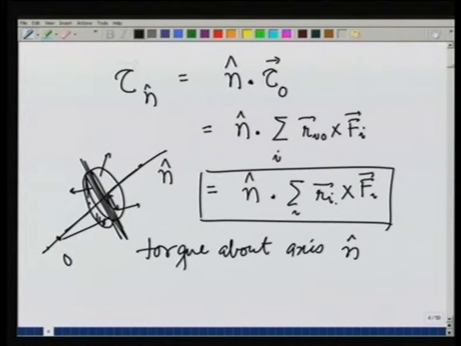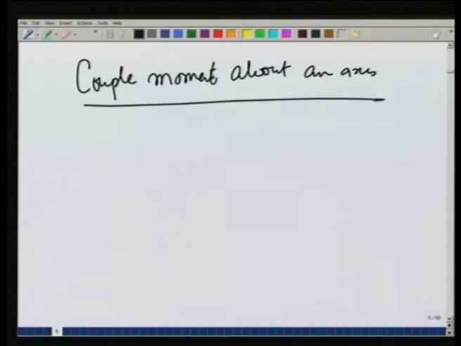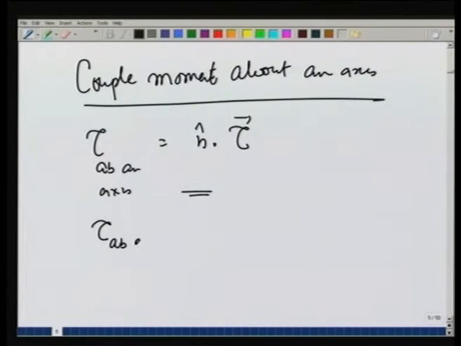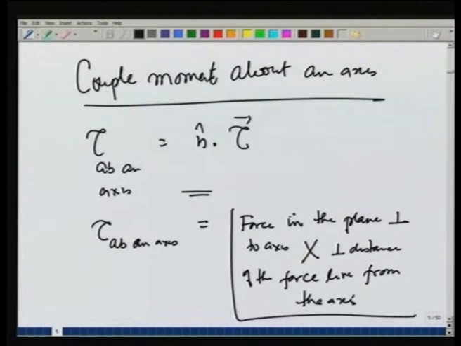In a similar manner, the couple moment about an axis is the couple moment tau dot n, tau about an axis. Exactly the same thing as a torque, because couple moment is nothing but a very special torque. Let us now see if this sits well with our definition of torque about an axis is equal to force in the plane perpendicular to the axis times the perpendicular distance of the force line from the axis. This is the definition you have learned in your 12th grade.